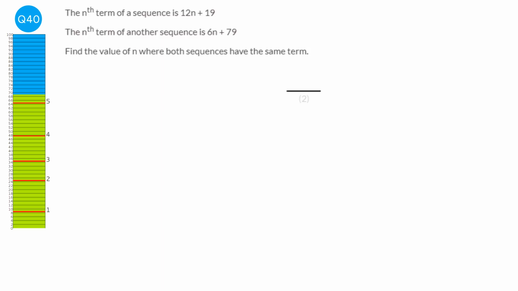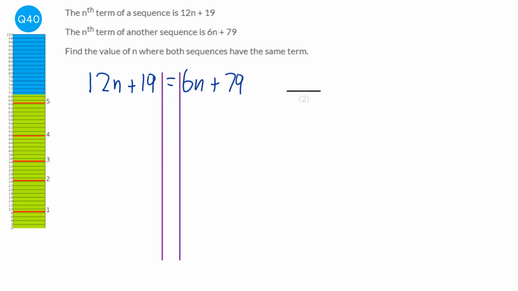So we're asked to find the value of n where both sequences have the same term. I'm going to start off by equaling both nth terms to each other, and then we can find the value of n which gives the same term. I draw my lines down, and I'm going to start off by getting rid of the n's from both sides. We look to see which is the smaller amount. We've got 12n and 6n, so the smaller amount is the 6n. So we're going to take away 6n both sides, and that would be 6n plus 19, and we've got rid of the 6n, so just 79.